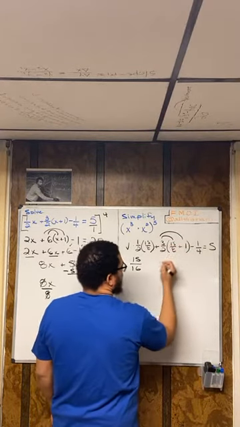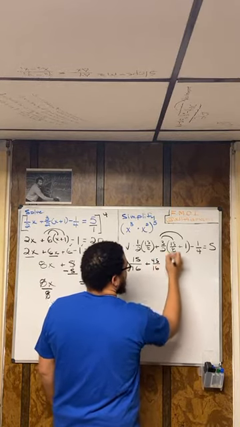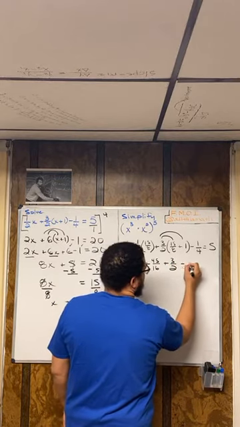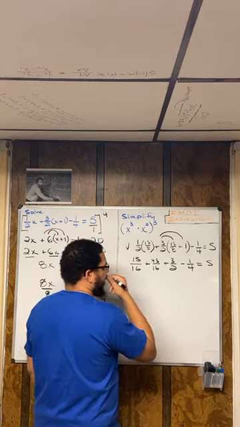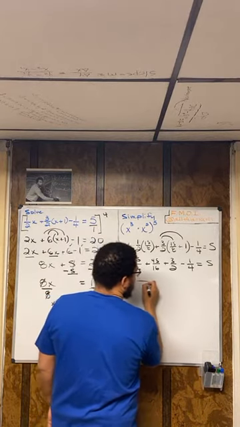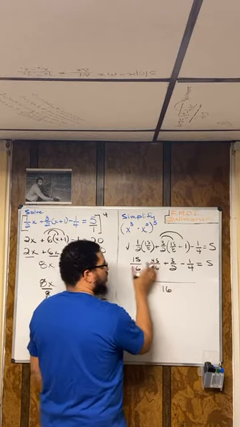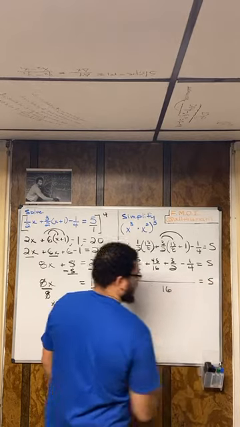So 3/2 times 15/8 is going to be 45/16. 3/2 times 1 is going to be plus 3/2, and then I got minus 1/4 is equal to 5. So now I need an LCD of 16. Now, since it's the least common denominator, I can combine all 4 of these fractions into one fraction. And then I'm going to see if that's equal to 5.